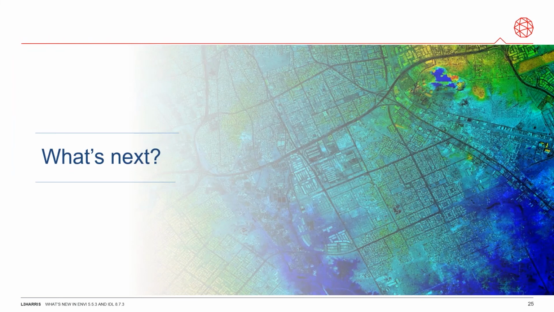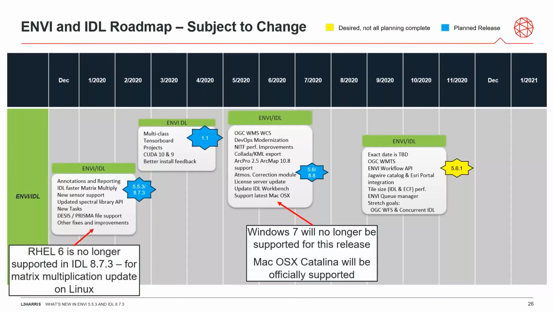So, tying into some stuff that I think is a little bit more exciting, we want to talk a little bit about what's next. The first thing I want to make very clear is that some of this is subject to change. Plans typically always change, but this shows some of our desired timelines for this release, which to call out is ENVI 5.5.3 and IDL 8.7.3. Hopefully we will have them out in the next week or two.